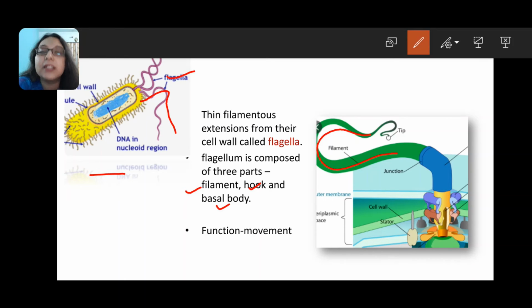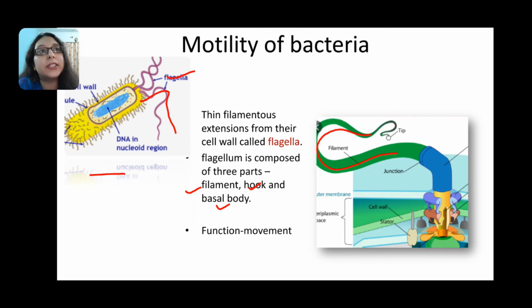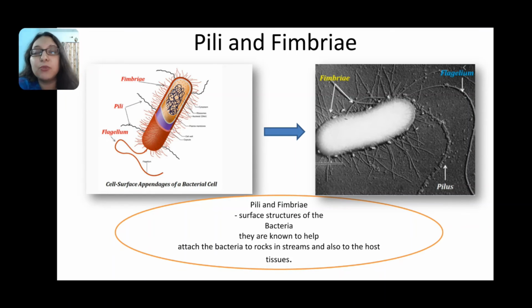The most important part is the filament, which consists of a flagellin protein. The main function of this is movement. Moving on to the next slide, we have other surface appendages, as we call them, besides the flagella, which help not in movement, but have certain other functions we will discuss. They are the pili and the fimbriae.